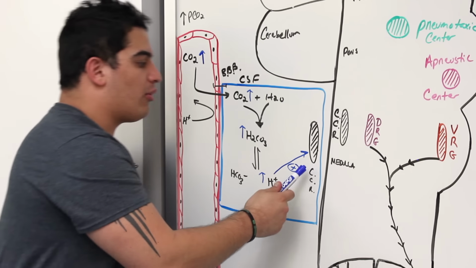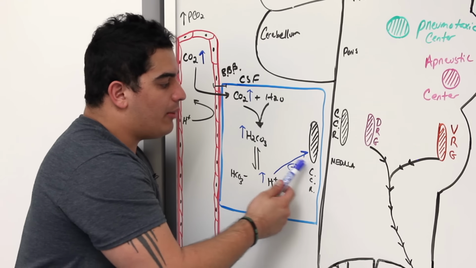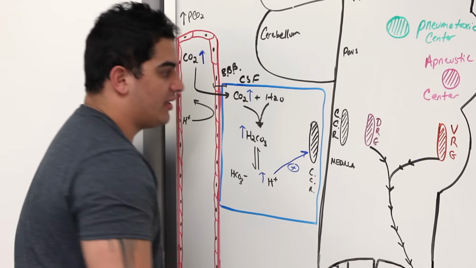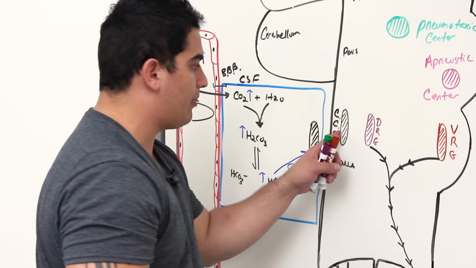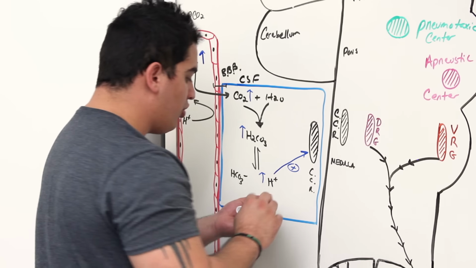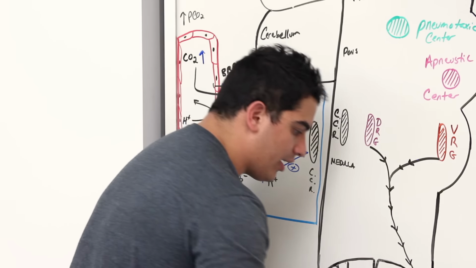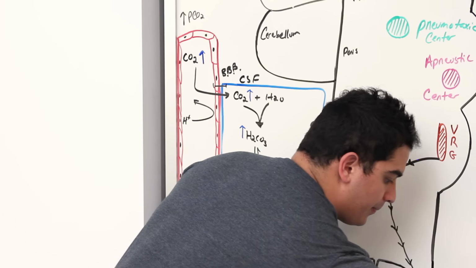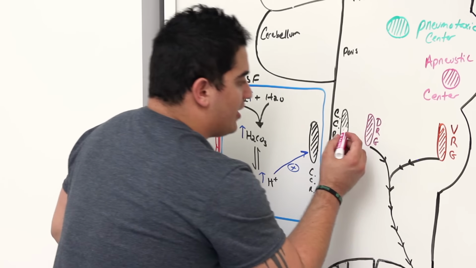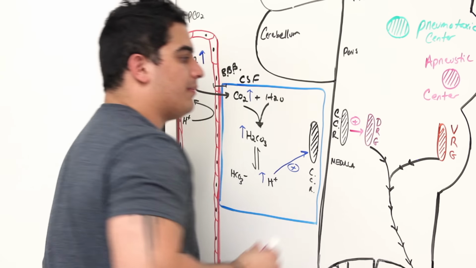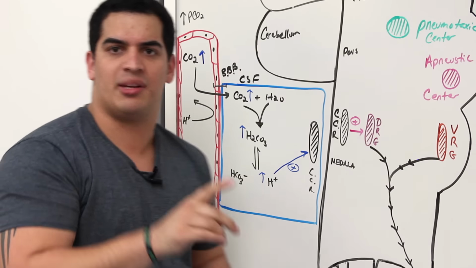Then what are the central chemoreceptors going to do? They respond to that stimulus and send signals. Let's pretend this central chemoreceptor is this one here. Let's do this in a pink color. The central chemoreceptors are going to stimulate the DRG. Okay, they're going to stimulate the DRG.